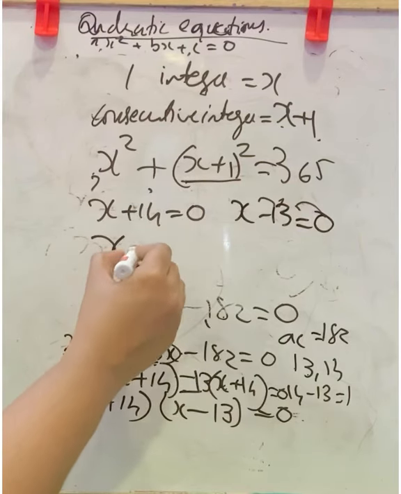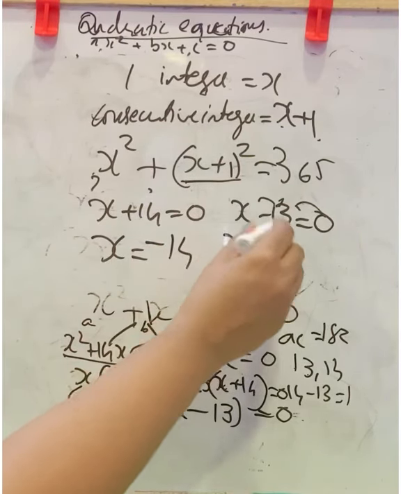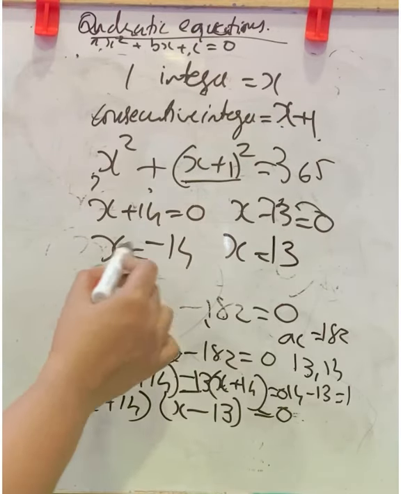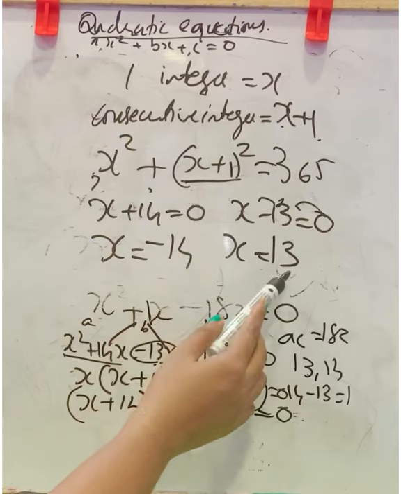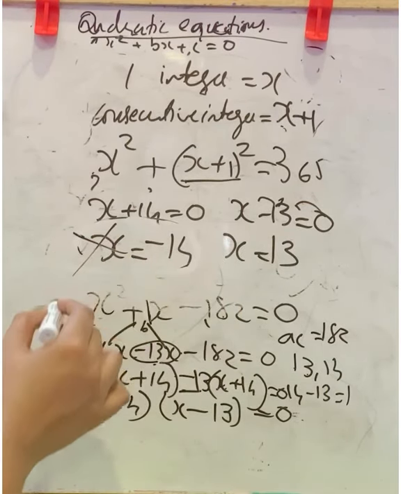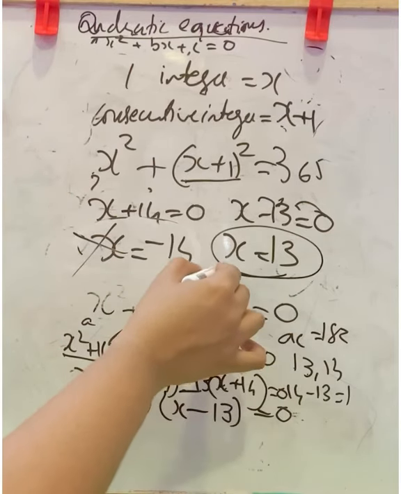This becomes x is equal to plus 14 taken to RHS, minus 14. x is equal to minus 13 taken to RHS, plus 13. So the roots of the equation are minus 14 and 13. Here you got two roots, but we don't want to consider this root because in the question it is given positive integers. So take the positive number.